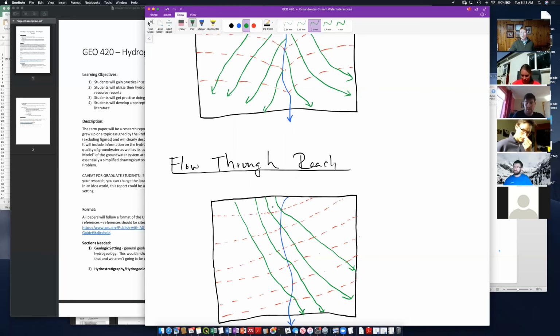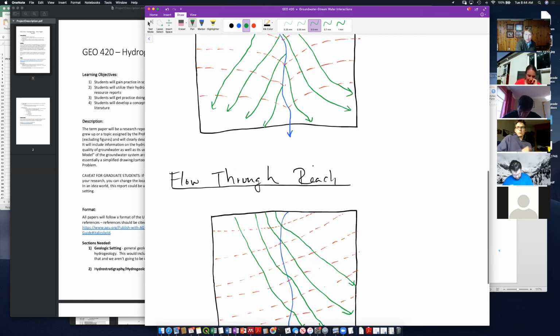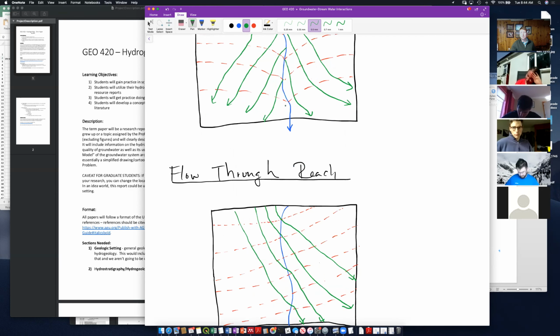So one of the key things: when we have a gaining or a losing reach, we have some sense of symmetry. It's almost like the stream's a mirror here, and you could reflect these contours on either side, but we don't have that symmetry on a flow through reach. So there's no symmetry. And the water's just moving through the reach.